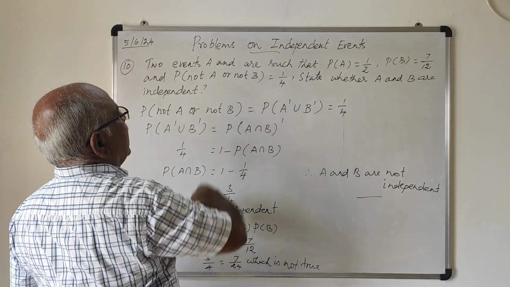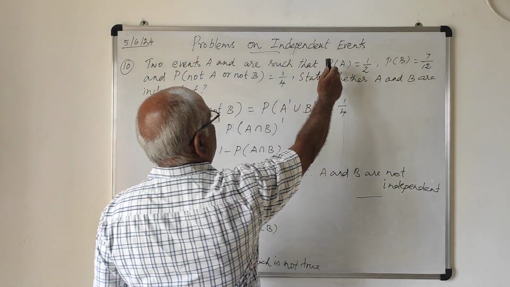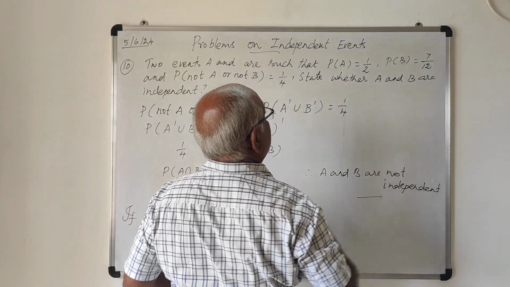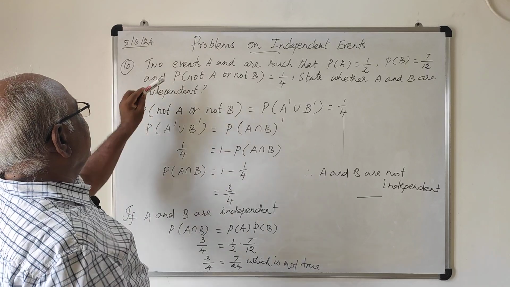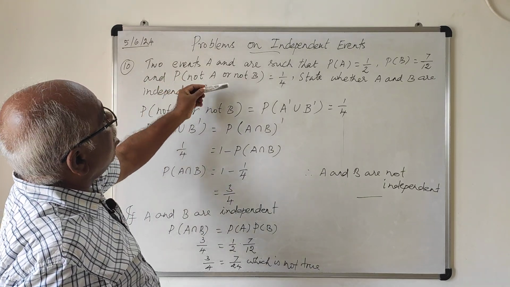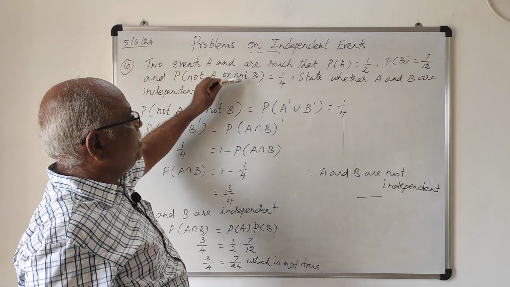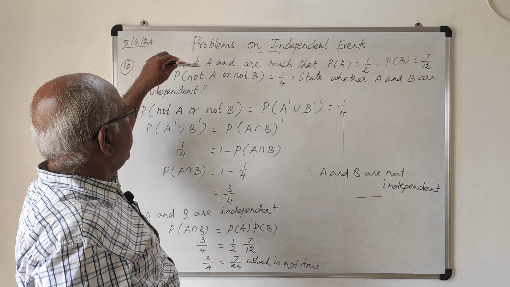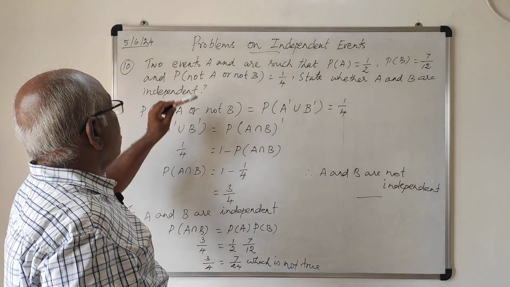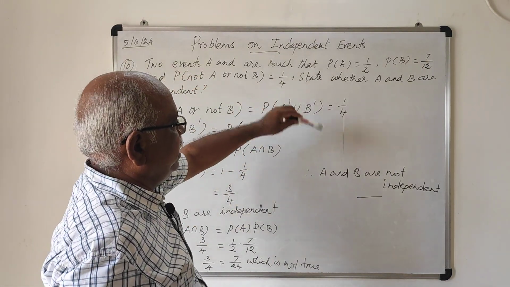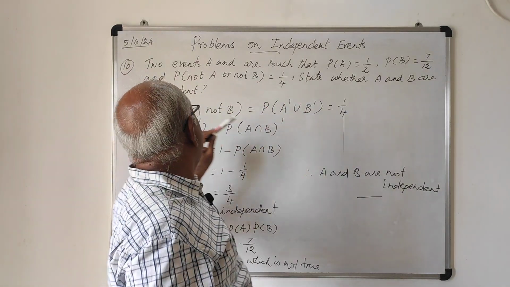The two events A and B are given such that probability of A is 1 by 2 and probability of B is 7 by 12. And probability of not A or not B: probability of not A means A dash, probability of not B means B dash. Probability of not A or not B means P of A dash union B dash is 1 by 4, given. State whether A and B are independent.